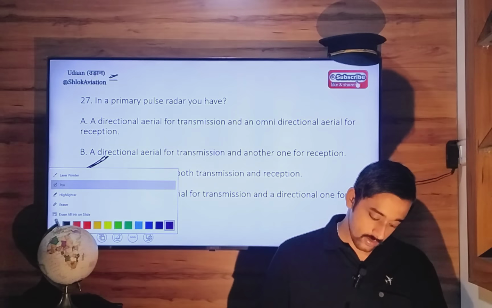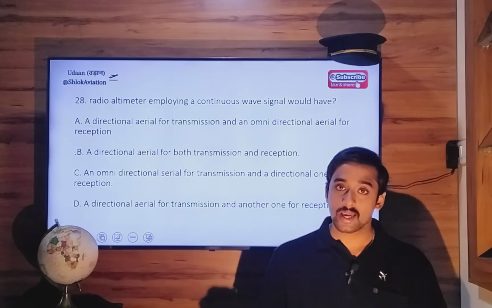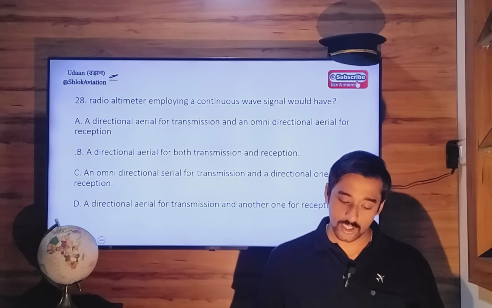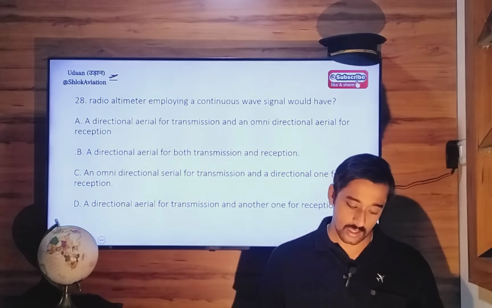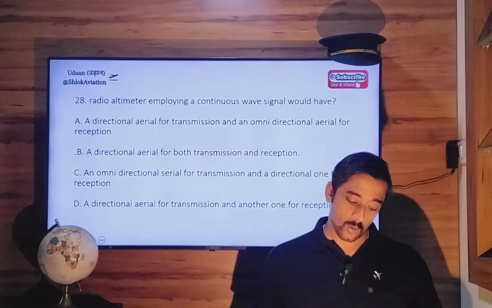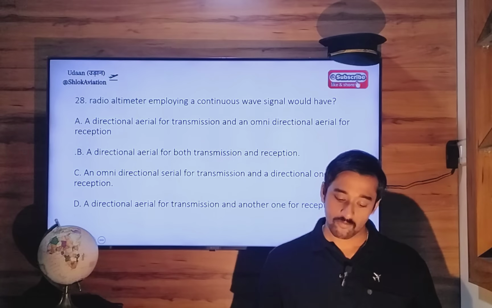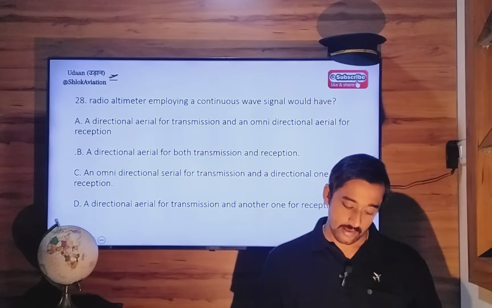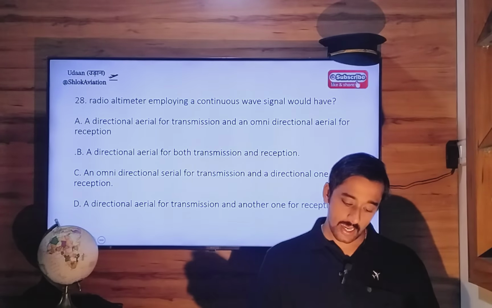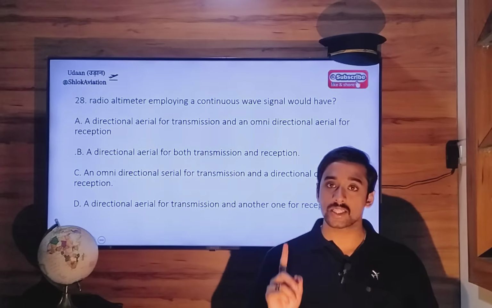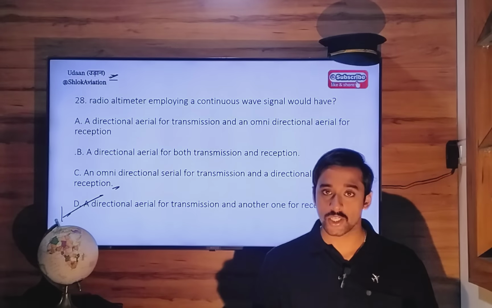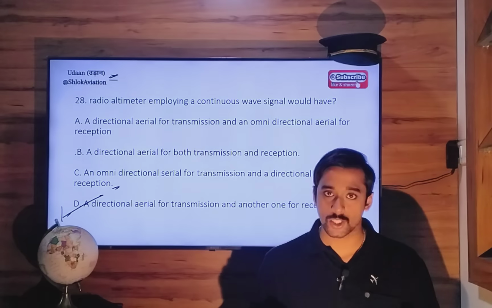Question 28. A radio altimeter employing a continuous wave signal would have what? A directional aerial for transmission and an omnidirectional aerial for reception; a directional aerial for transmission and reception; an omnidirectional aerial for transmission and a directional one for reception; a directional aerial for transmission and another one for reception. Okay, a directional aerial for transmission and another separate directional aerial for reception.